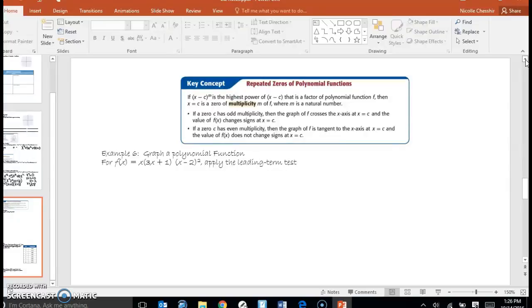And so with multiplicity, in algebra or pre-calculus, it's the same thing. It's when you have multiples of the same quantity. So if we look at example 6, we have x minus 2, and that thing is squared. So we have 2 of those. So it has a multiplicity of 2 because we have it squared.